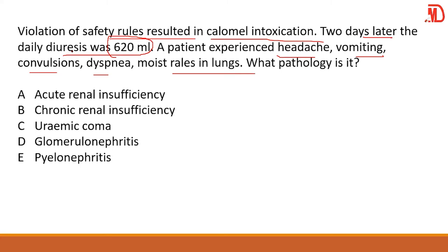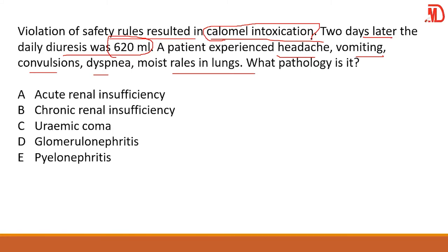But this person is having oliguria, or reduced diuresis, or reduced urine formation. And that can only happen when there's a problem with the kidney. But look at it, this person has calomel intoxication. Calomel is harmful to the body, so the kidney has to excrete all those products from the body.